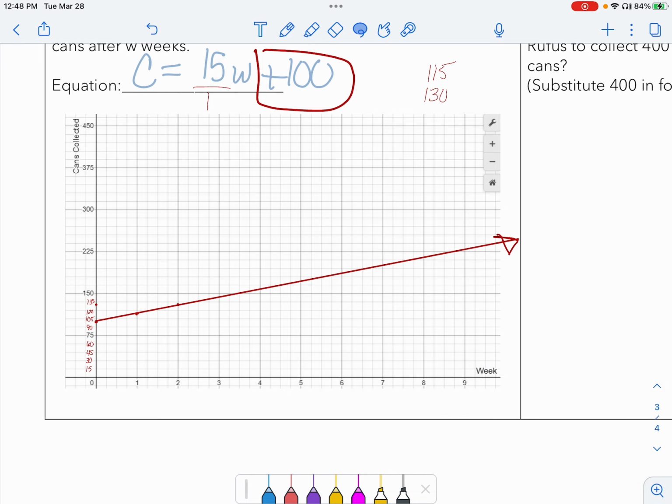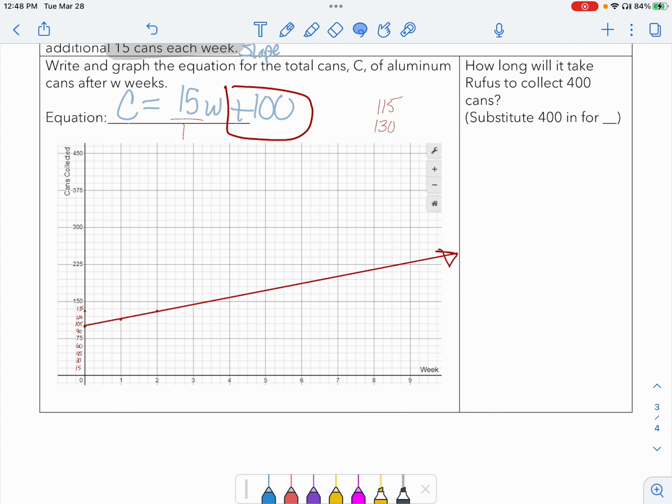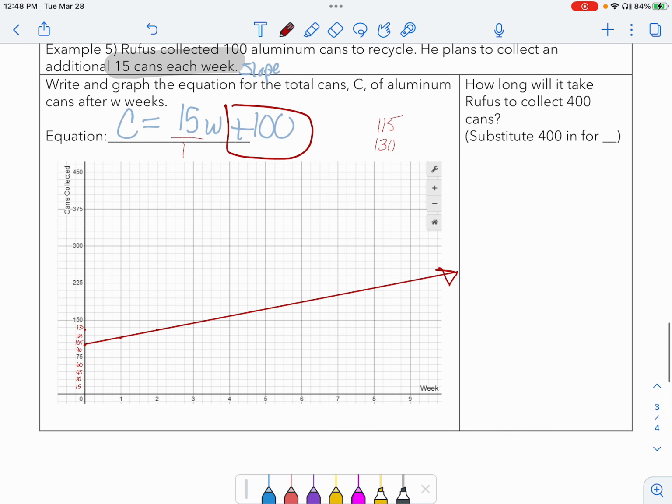So after so many weeks, you will collect so many cans. This was a little hard, I think, skipping, but I wouldn't do it if I didn't think you're going to see that on the Keystone. If you're going to see that on the Keystone, I need to show it to you here. This could easily be an open-ended question on those Keystones. So hopefully what you're going to be able to do is grab an easy 4 points there.